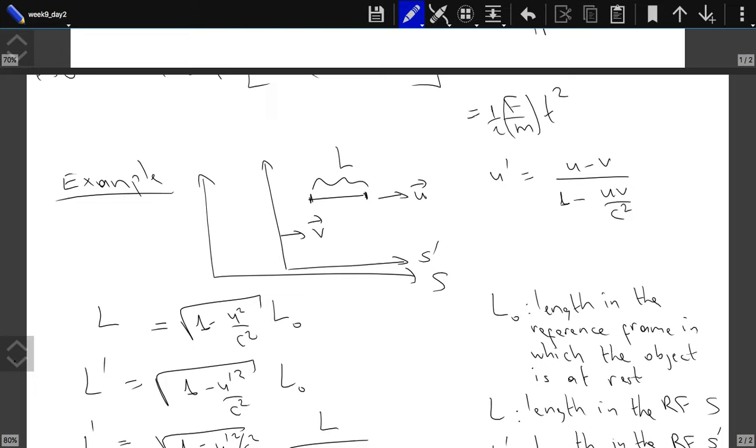Okay, now we are talking about 3 reference frames. V is the velocity of the S prime reference frame relative to the S reference frame. And now I introduced the 3rd reference frame, we can call it the S0 reference frame if you like. S0 reference frame is the reference frame in which L is at rest. So basically S0 reference frame is moving with velocity u. This is my S0 reference frame. Now then the question is, what is the velocity of the S prime reference frame relative to the S0 reference frame?